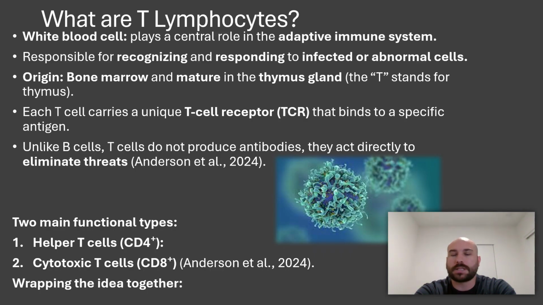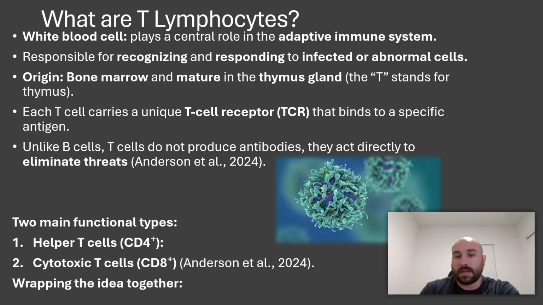T lymphocytes, or T cells, are a type of white blood cell that plays a crucial role in the adaptive immune system. Their main job is to recognize and respond to cells that are infected, abnormal, or foreign to the body. They initially form in bone marrow, then mature in the thymus gland. During maturity, they learn the difference between the body's healthy cells and the harmful invaders.